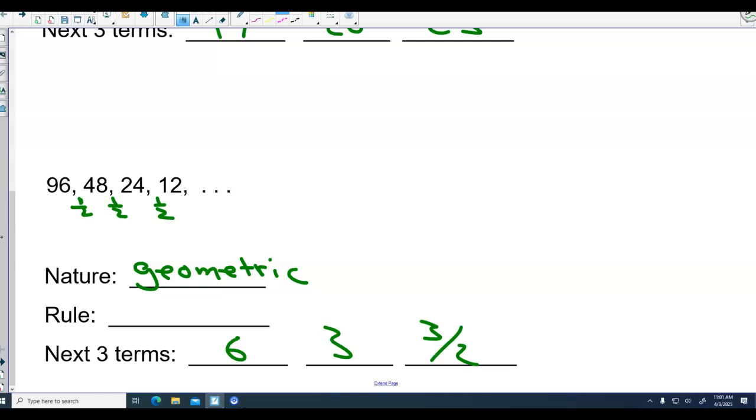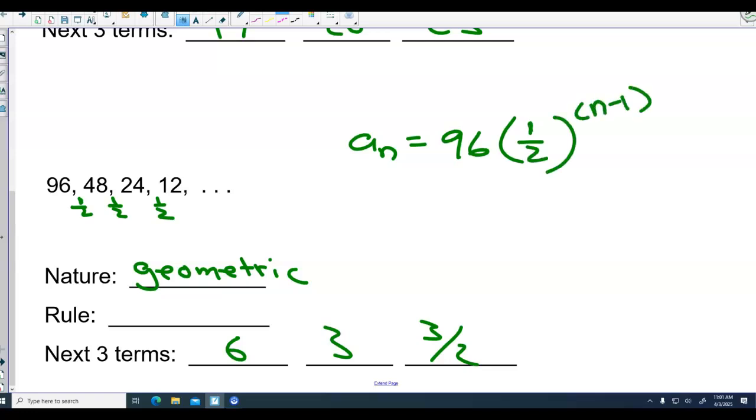The rule, since it's geometric: 96 is my first term, my rate is 1/2, and it's always raised to the n minus 1. So when they want the rule, 96 times 1/2 raised to the n minus 1.